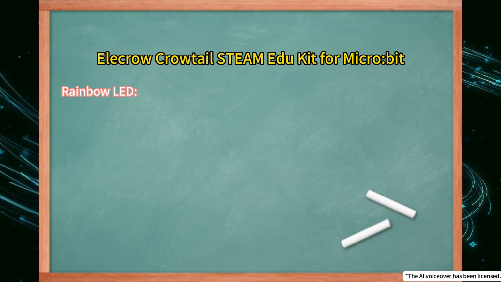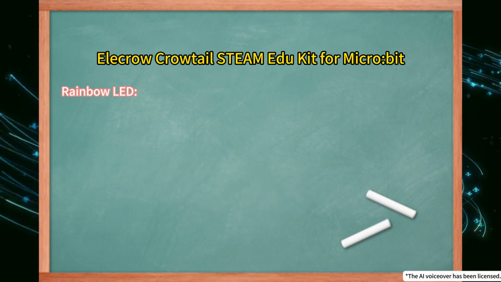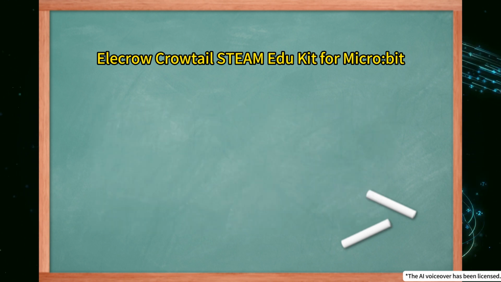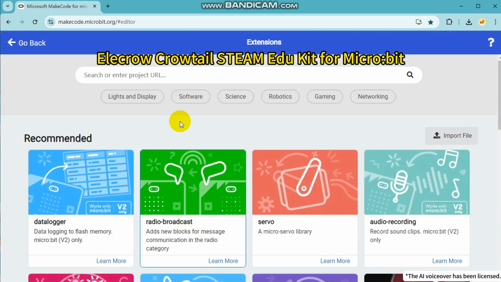RGB LEDs are light-emitting diodes that produce a variety of colors by combining three colors of light: red, green, and blue. The brightness of each color can be precisely adjusted to produce different color effects. Next, we will use MakeCode to program it.